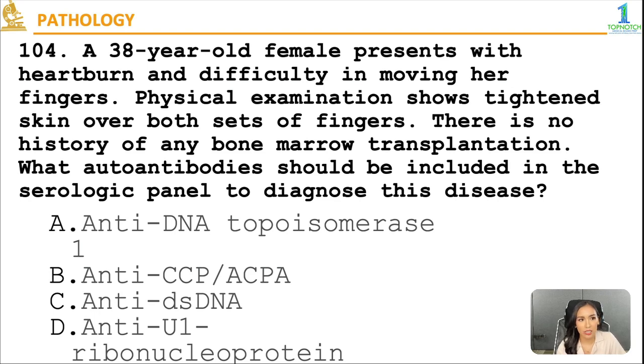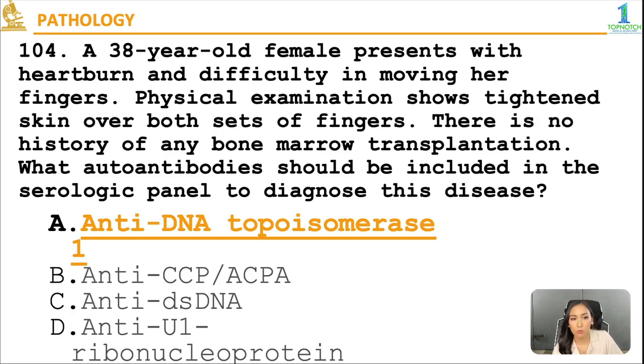Let's look at the case. Sabi dito, merong heartburn and difficulty moving fingers. Difficulty moving fingers, parang it sounds like sclerodactyly eh. Heartburn, pwedeng esophageal dysmotility. Tapos, isipin mo, autoimmune. So, this sounds like the CREST syndrome. And in the CREST syndrome, you would use the anti-DNA topoisomerase 1 as part of your serologic panel.